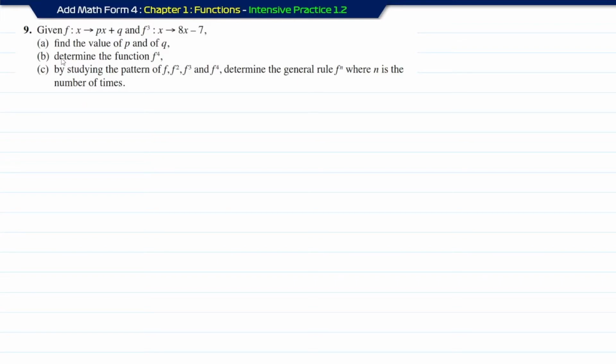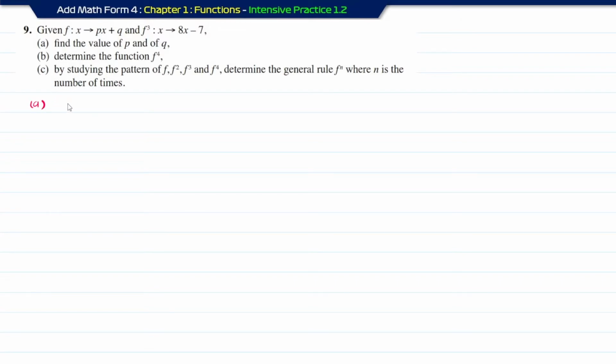Question 9. Given f maps x to px plus q and f cube maps x to 8x minus 7. A, find the value of p and q. So this f cube is formed from this function f here. When you insert the function f into the function f 3 times, then you're going to have the f cube. Then to find the p and q, we're going to do the comparison.